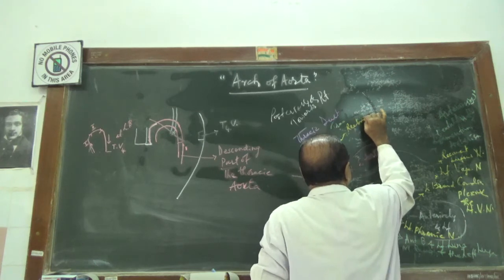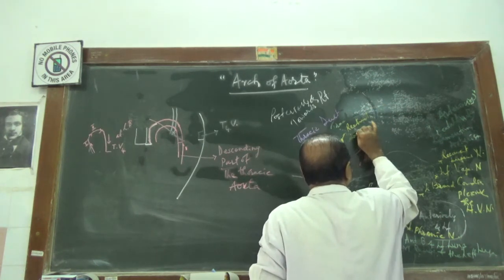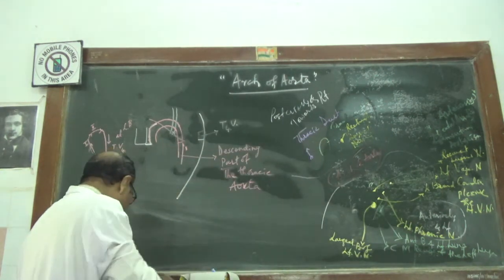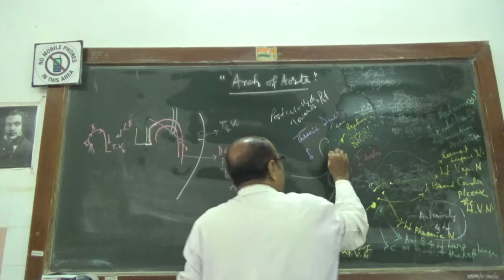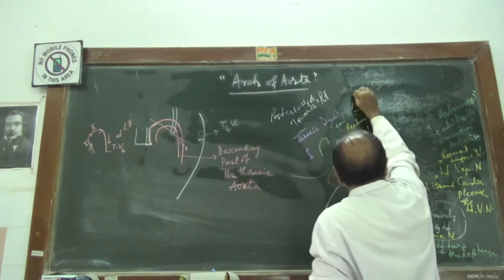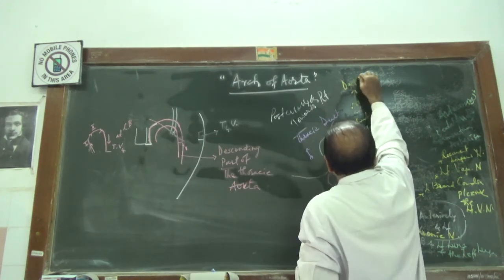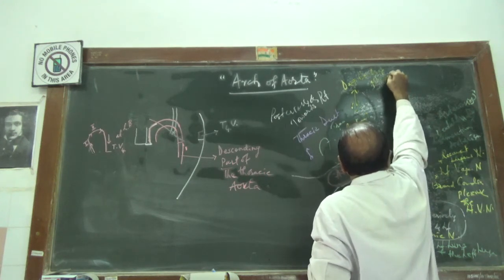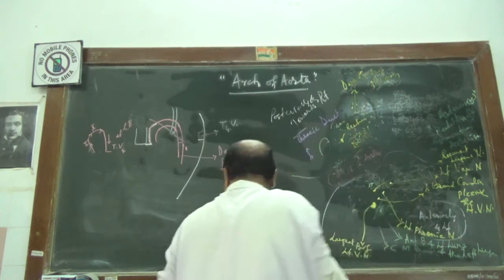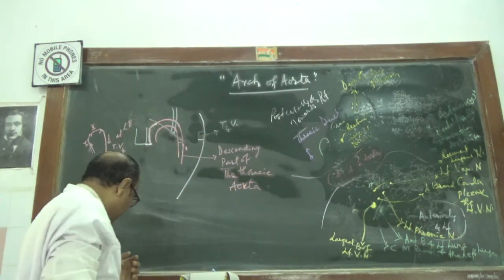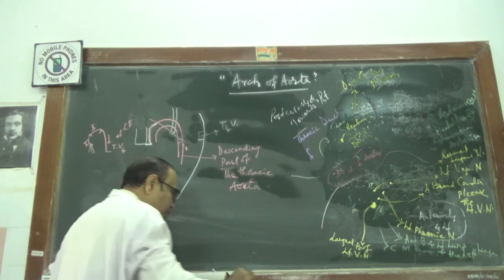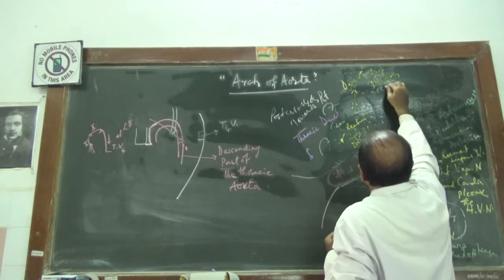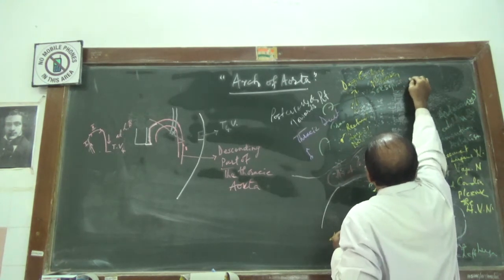Recurrent laryngeal nerve, some nerve plexuses. Those nerve plexuses are the deep cardiac plexuses. Cardiac plexuses of the nerves. Now after that, you will get one more important thing. This is the trachea. Now you will get the esophagus. So this is the esophagus.